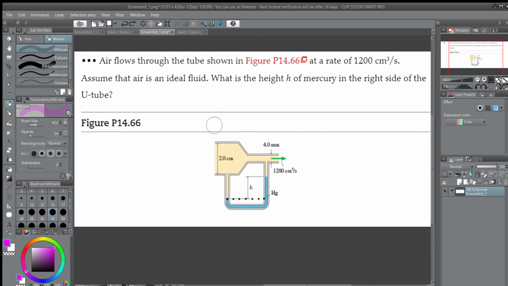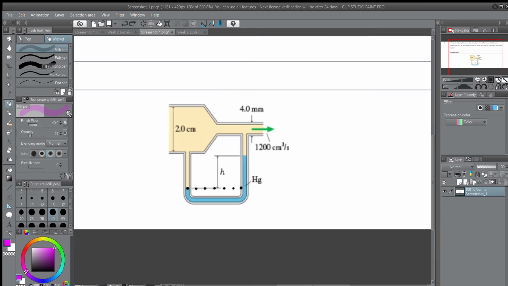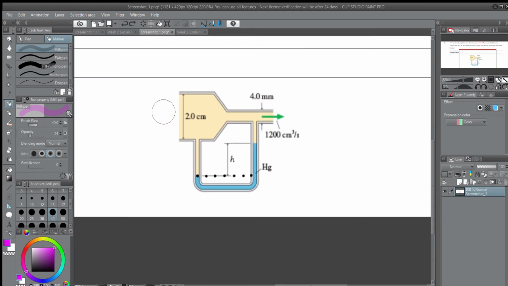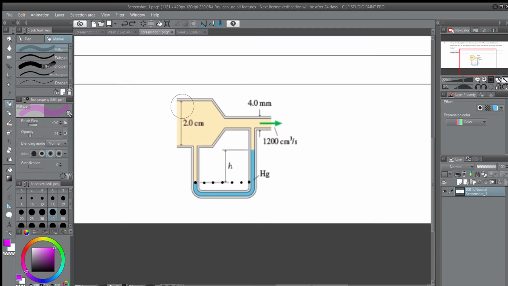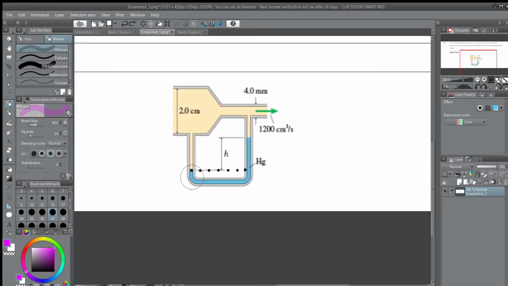So essentially the importance of this question is to understand how, in systems like this one, airflow, air speed, and the rate of airflow are going to affect the other fluids in the system, so in this case mercury, and to what height mercury is being lifted up or affected.